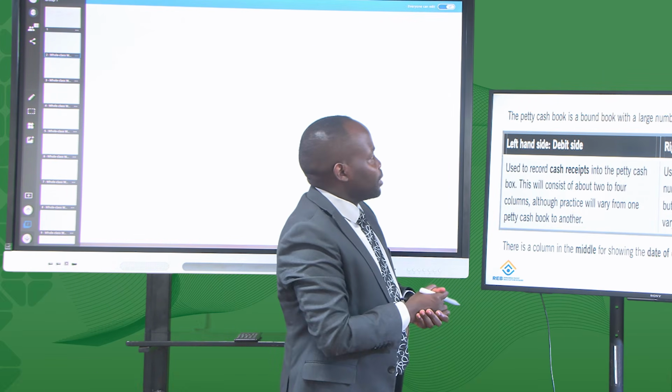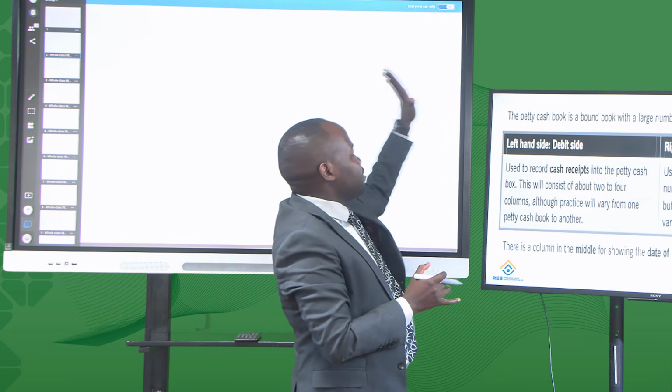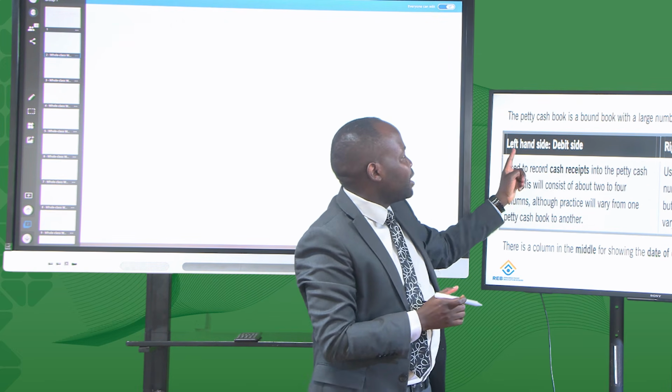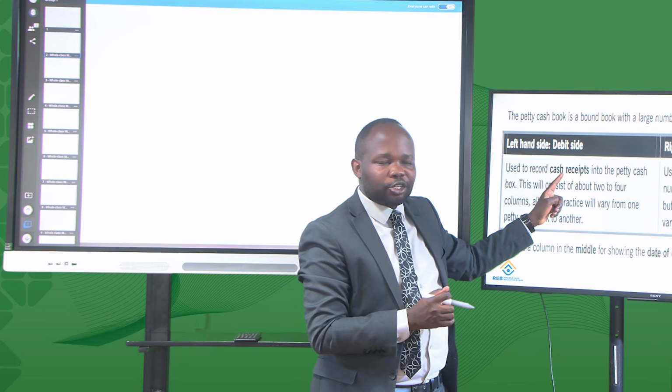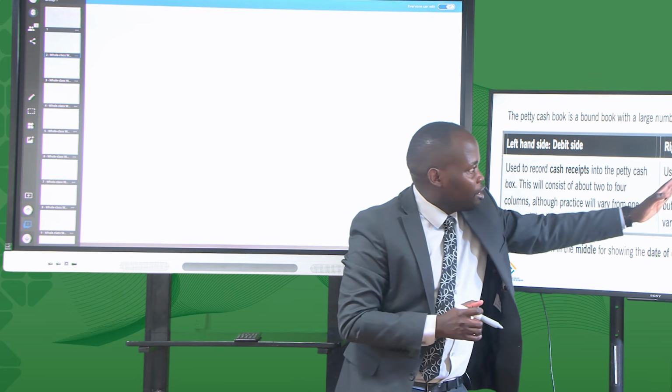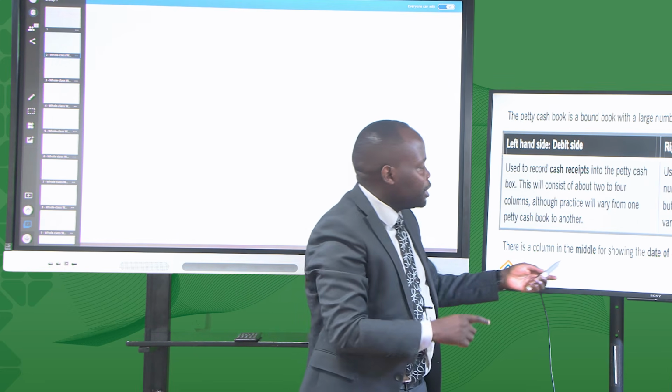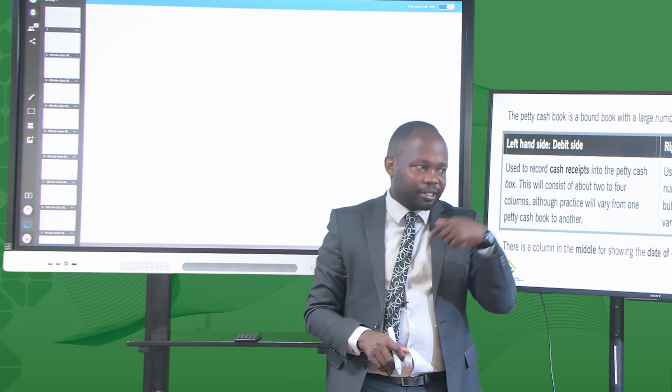Now, this is basically what I've explained in the diagram we have just illustrated. There is the left-hand side, which shows the cash received. There is the right-hand side, which shows the cash payments. And then in the middle, it shows the date of each transaction.